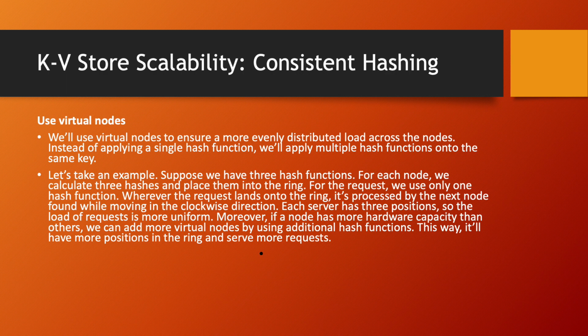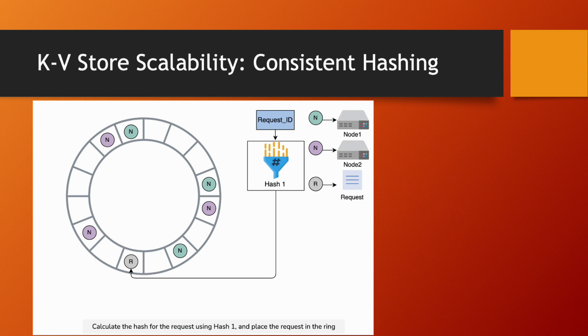Each server has 3 positions, so the load of the requests is more uniform. Moreover, if a node has more hardware capacity than others, we can add more virtual nodes by using additional hash functions. This way, it will have more positions in the ring and serve more requests. As you can see in this diagram, the nodes are hashed with three hash functions and placed on the ring, and then the request comes. We use only one hash function, hash one, and it lands between the green and the purple node, and then it will be served by the purple node, looking in the clockwise direction.